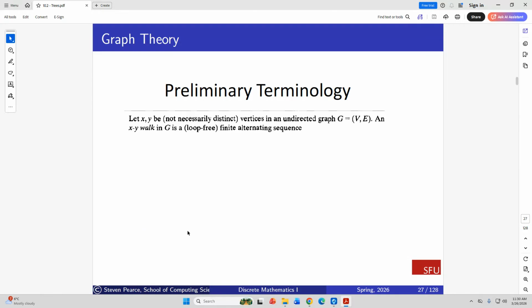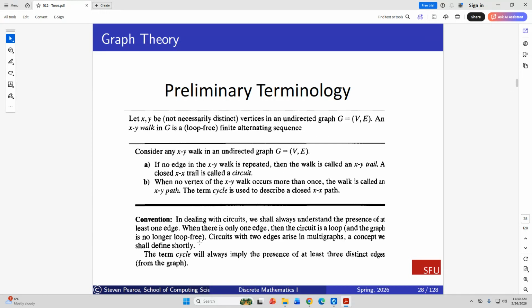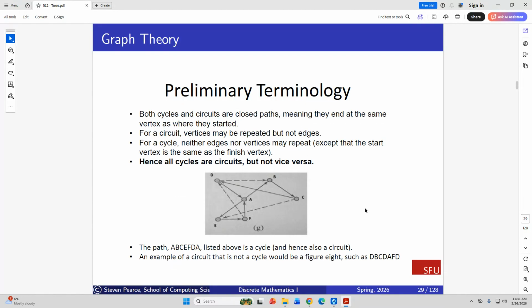But isn't this the same? Yeah, what's this doing here? When dealing with a circuit, we shall always understand the presence of at least one edge. When there is only one edge, then the circuit is a loop. So it's an edge that goes back to the same starting point, okay?